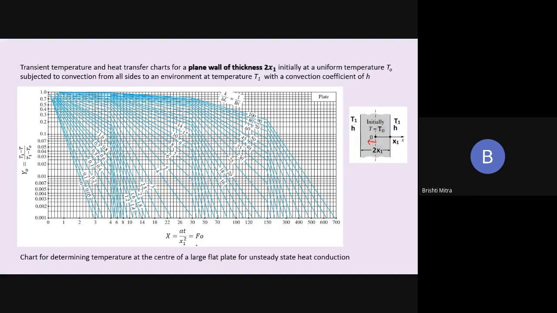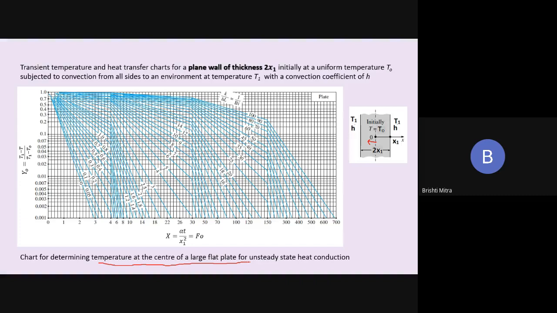So once we have found the Fourier number, from this Fourier number we take a value and go straight up. Up to which blue line? The blue lines represent 1 by Biot number, that means k by hL. So we know thermal conductivity, we know heat transfer coefficient, we know the distance at which we want to do the calculation. Once we have done that, we see where they meet, and go to the left hand side to calculate the temperature. This graph is used for determining the temperature at the center of a large plate for unsteady state heat transfer.